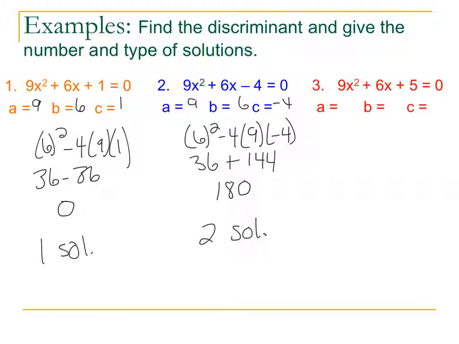And then the last one, A is 9, B is 6, C is 5. So we'll go ahead and do 6 squared minus 4 times 9 times 5, which will be 36 minus 180.